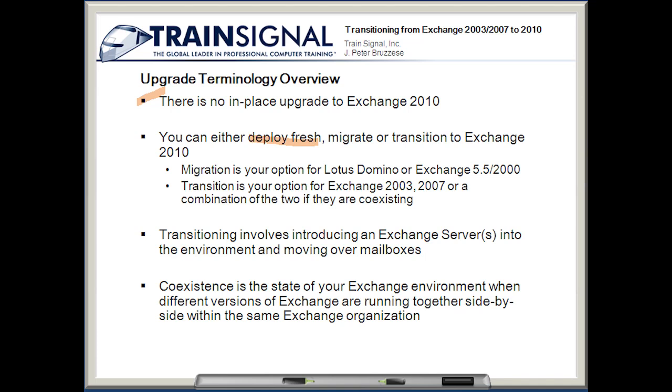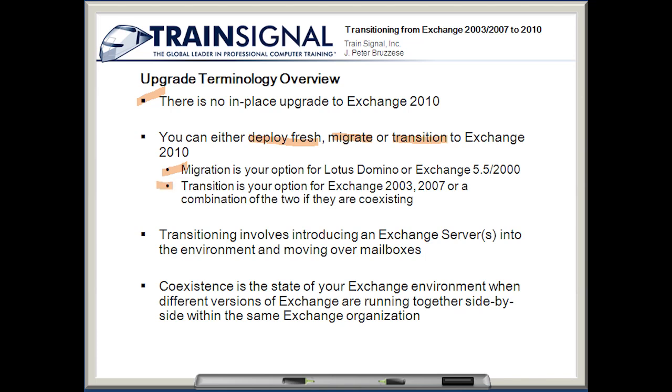At that point, the next question is, what do you have? The reason why that's so important is because depending on what you have, that will determine whether the term used for your move to Exchange 2010 is migrate or transition. Migration is an option for those that are using, let's say, Lotus Domino or even a legacy Exchange version like Exchange 5.5 or Exchange 2000. The concept of migration is you can install an Exchange 2010 organization and you might be able to move mailboxes. You may even be able to move some of the configuration over, but it's not the same as a transition.